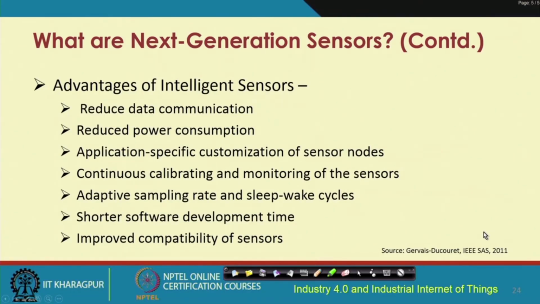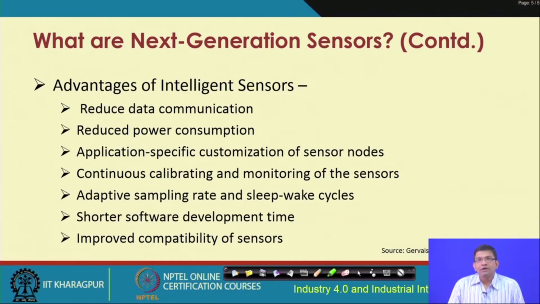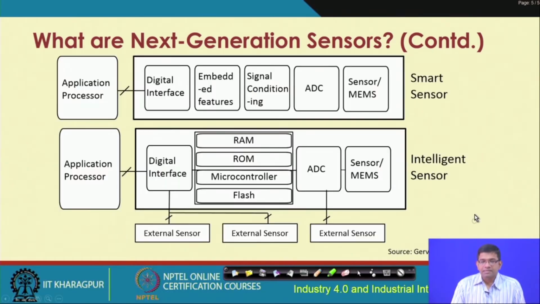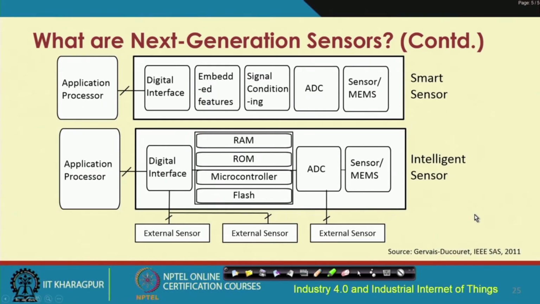There are obviously different advantages of these intelligent sensors in terms of reduced data communication, reduced power consumption, shorter software development time, improved compatibility of sensors, and the possibility of continuous calibration and monitoring of these sensors. These are the different advantages of these intelligent sensors, and that is why they are very attractive.